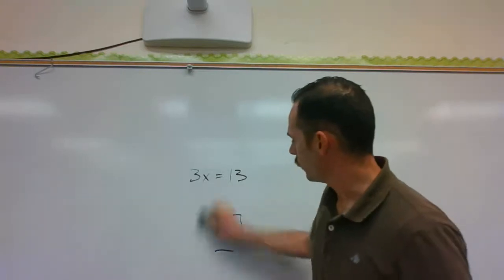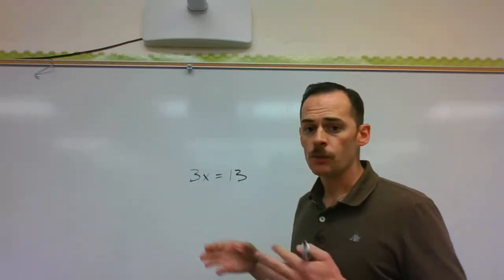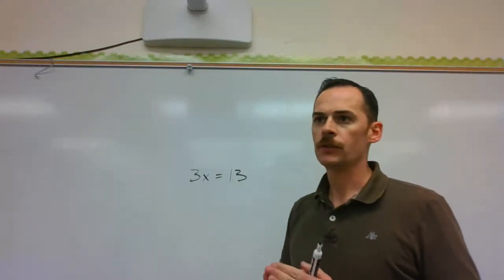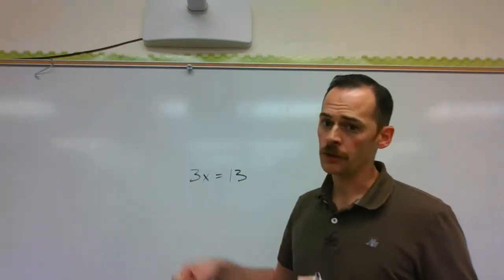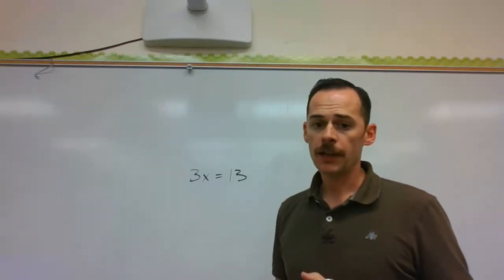Now, back to our original problem. We know that 3 is being multiplied by x. So we want to isolate x. In order to do that, we have to remove whatever kind of bond it is. We know that it's being multiplied, so in order to get rid of it, we have to do the opposite. The opposite of multiplication is division.